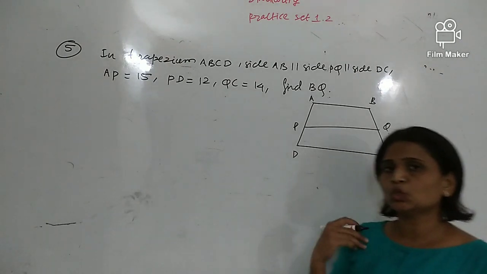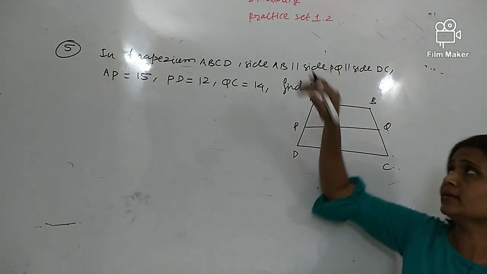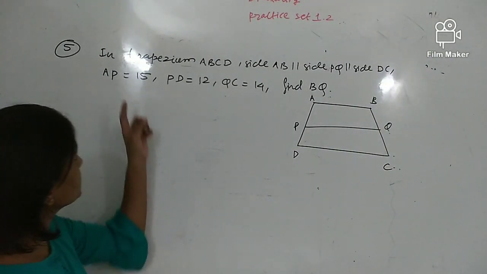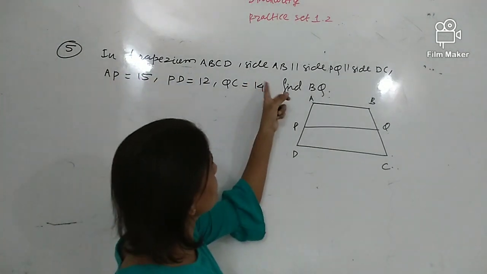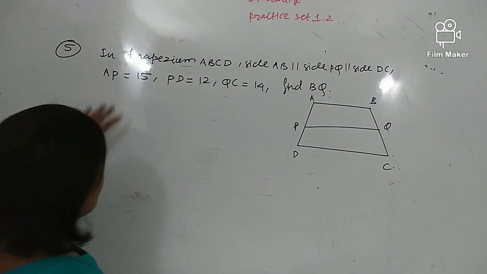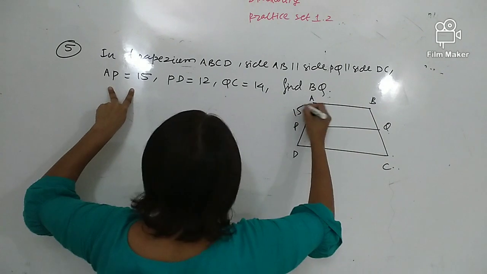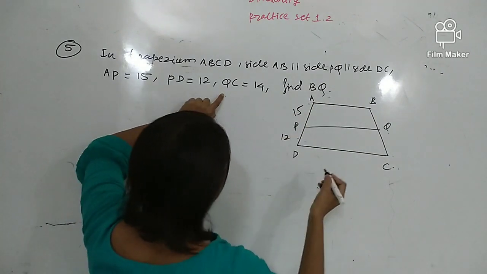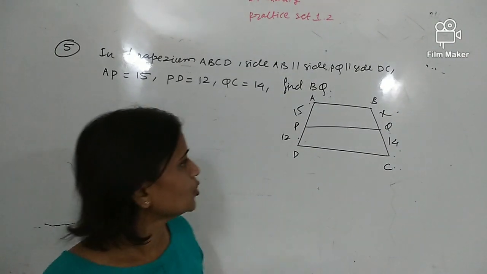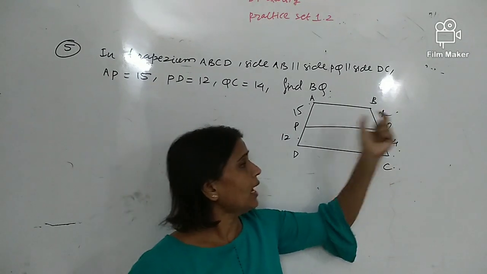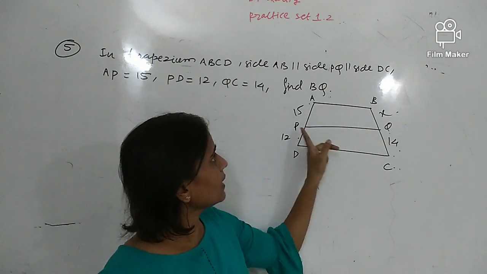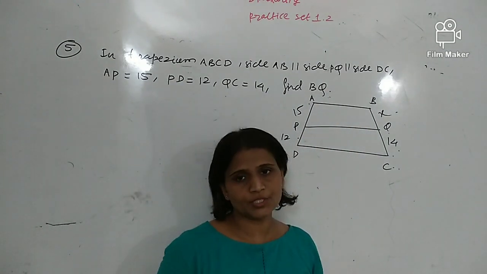Good evening. So today our portion is similarity, and this is practice set 1.2, and this is question number 5. So what is the question? In a trapezium ABCD, side AB is parallel to the side PQ and PQ is parallel to the side DC, and the AP value is given 15, PD value is given 12, QC value is given 14, and then just find out this BQ value. Given are three parallel lines, that AB is parallel to PQ and PQ is parallel to DC.